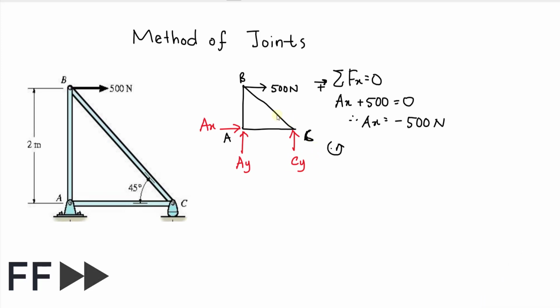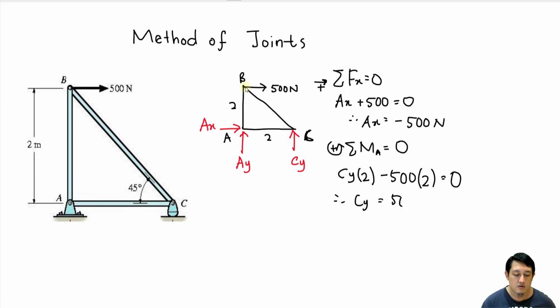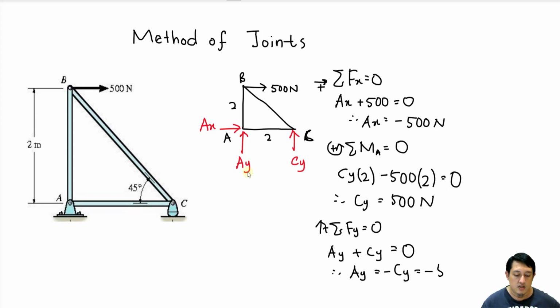So CY here is equals to 500 Newton. So we know CY, we know AX. Now the only unknown is AY. To make it easy, we just use total of FY equals to 0 to calculate AY. AY is equals to negative CY, which is negative 500 Newton. Finish. So here we know AX is negative 500, CY is 500, and AY is negative 500 Newton.